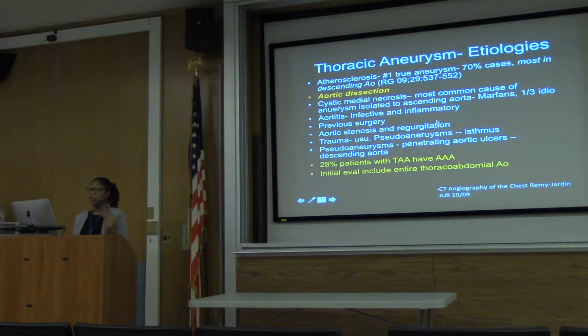So in terms of etiology, as we all know, atherosclerosis and cardiovascular disease is the number one risk factor for this entity. 70% of people with aneurysms would have some form of atherosclerosis. Aortic dissection is also a risk factor for developing an aneurysm. We can also talk about cystic medial necrosis, as we see in patients with Marfan's disease. But the point is, if you see a thoracic aortic aneurysm, 28% of these patients will have an AAA as well. So initially, if you're suspicious, you should really have an evaluation of the entire aorta, thoracic through the abdomen.